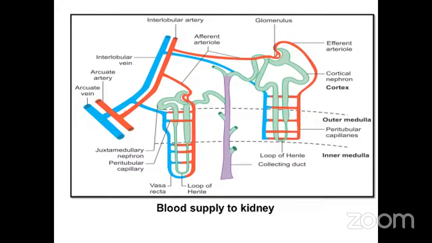See, this is the arcuate artery, which forms the interlobular artery, and the interlobular artery forms the afferent arteriole. The afferent arteriole forms the efferent arteriole. This efferent arteriole forms the peritubular network, called peritubular capillaries, and they form the vasa recta. Efferent arterioles form the vasa recta. So efferent arteriole forms peritubular capillaries and also makes the formation of the vasa recta. So this is the blood supply to the kidney.